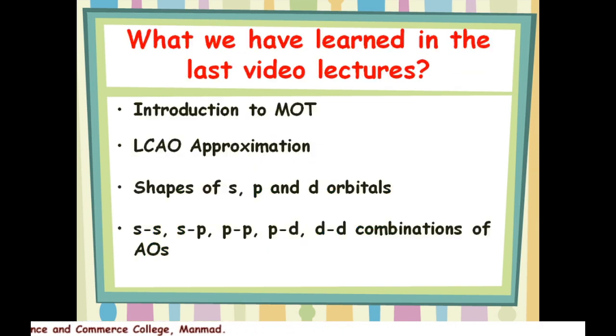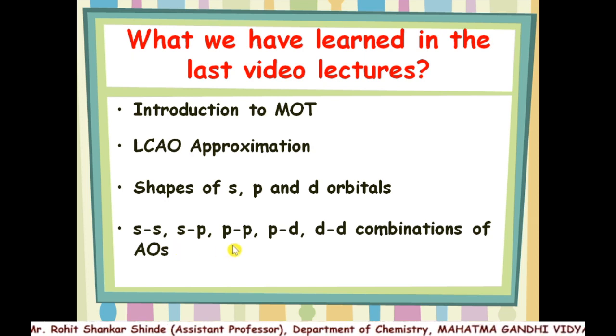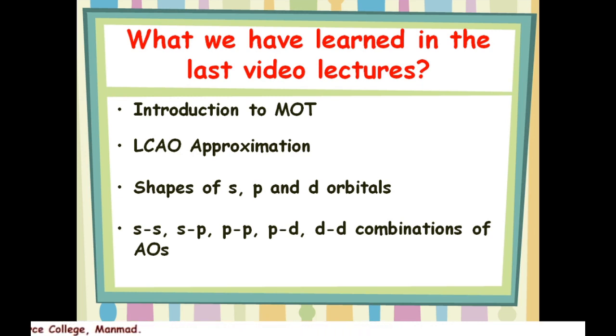In the previous two video lectures, we have seen the introduction to MOT, the LCAO approximation, the shapes of s, p, d orbitals, and different combinations of atomic orbitals. In this video lecture, I am going to explain the difference between AOs and MOs, the difference between BMO and ABMO, rules for LCAO, and lastly, the molecular orbital diagram for a homonuclear diatomic molecule.